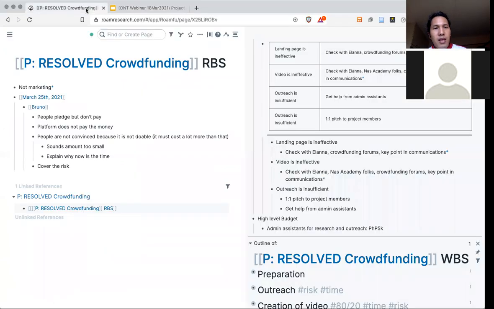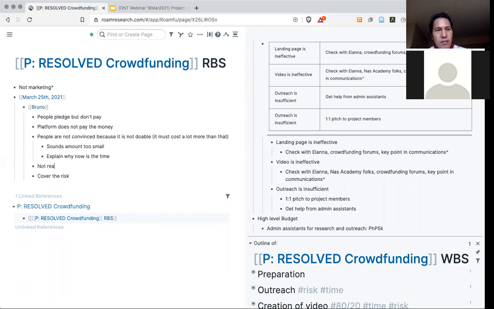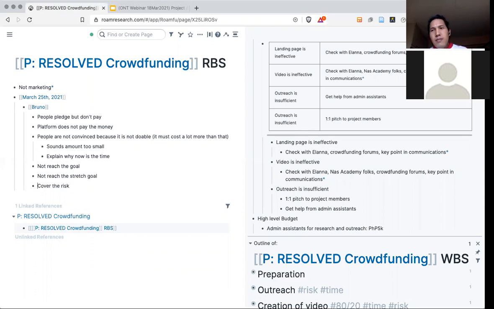So one of the risks would be to not reach the stretch goal. Because if you have a stretch goal, somewhere you want to reach it. You don't want to stop at the first goal. So the risk is to reach the goal, but not the stretch goal. To raise 7,000, but not raise 11,000. And other risks you foresee? No, that's enough. We have a lot to work on now.